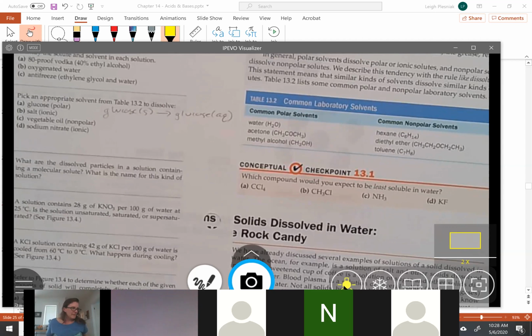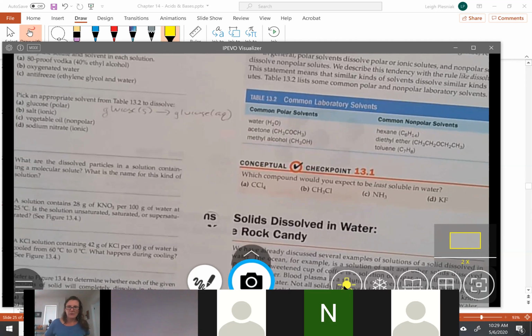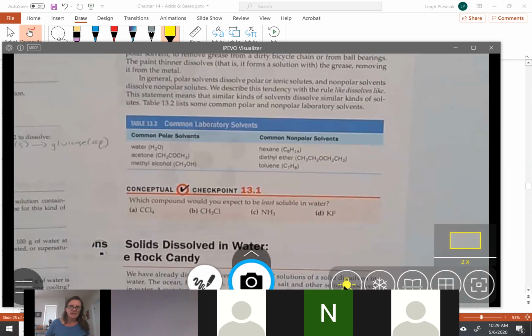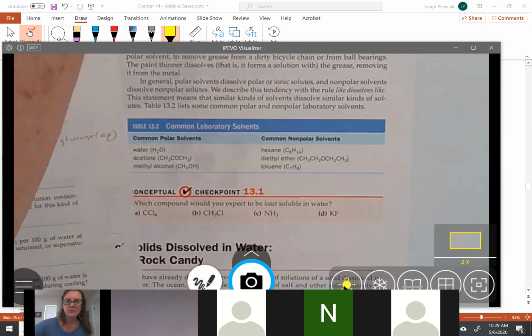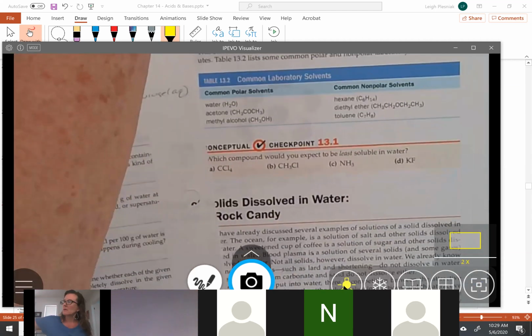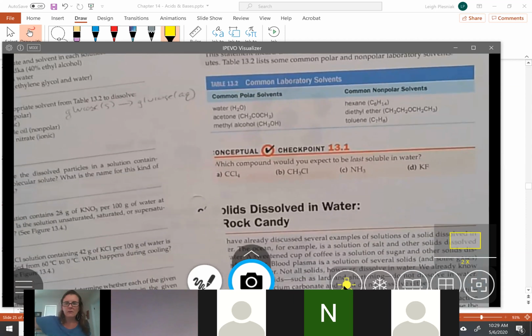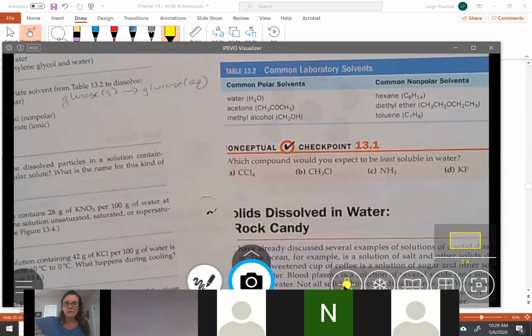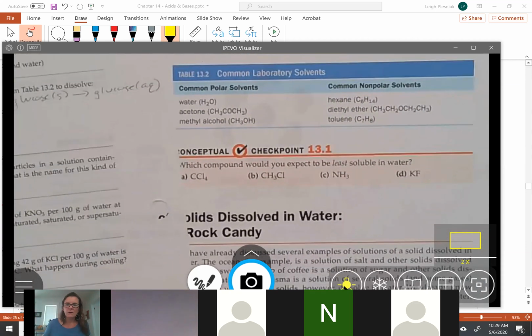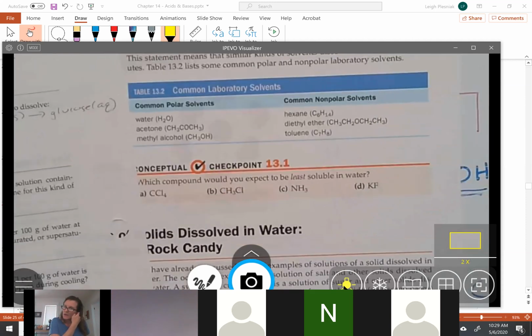Okay, so for the first one, it would just be those three polar solvents. But for vegetable oil, you would use hexane, diethyl ether, and toluene. Okay, I can work with that now, because now I understand what's going on. Okay. Any other questions?